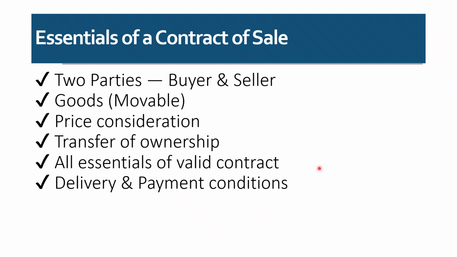Now let's take an example to understand these features together. If you purchase a refrigerator from an electronic store for ₹25,000 with delivery promised in 3 days, this is a contract of sale. Ownership will transfer once conditions agreed by both the parties are fulfilled. So these essentials ensure that a contract is legally enforceable.